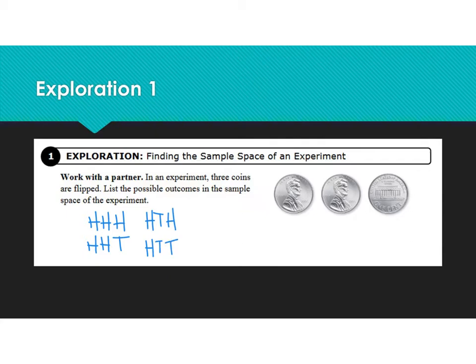Or we could have tails, tails, and tails, or tails, tails, and heads, or tails, heads, and tails, or tails, heads, and heads. So there are 8 possibilities here of what we could toss if we were tossing 3 coins. All of this together is called the sample space. It's all the possibilities.